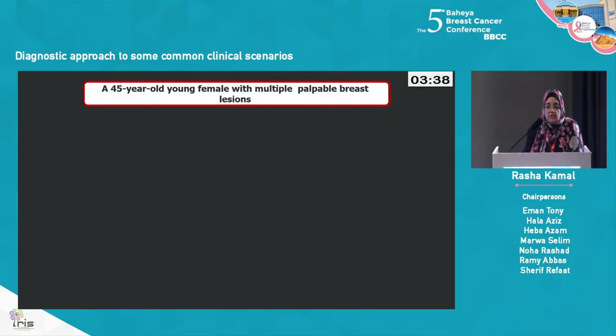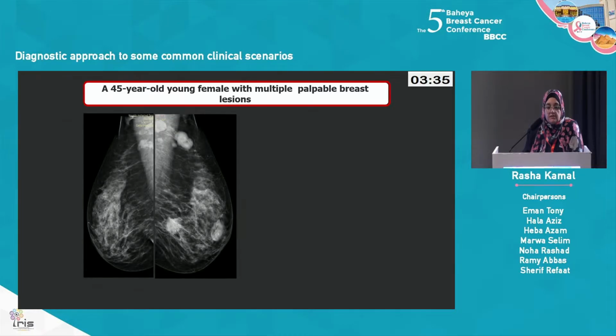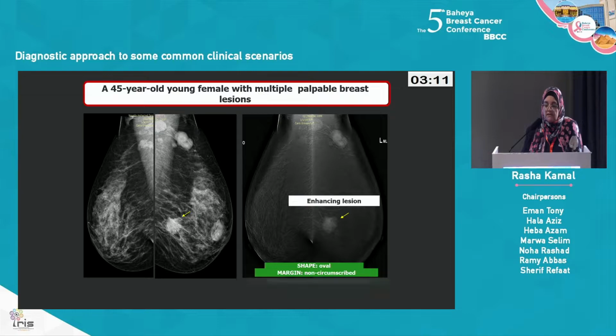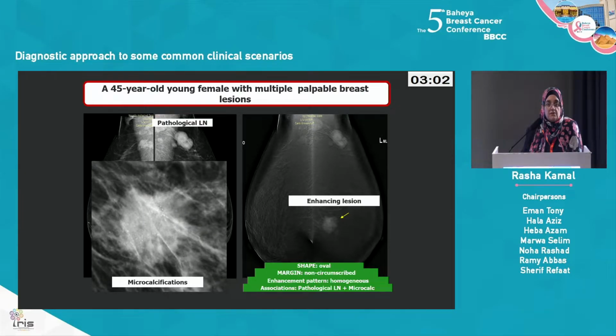This is a 45-year-old female with multiple palpable breast lesions. This is her mammogram. She had multiple lesions in the left breast, and this was the contrast mammography. The first mass was non-enhancing, and anything which does not enhance on contrast mammography is 99% benign, and this was actually a fibroadenoma. The other lesion was an enhancing mass lesion. If you want to describe it, we will say it's oval or rounded, non-circumscribed, showing homogeneous enhancement, and it was associated with pathological axillary lymph nodes and microcalcifications, all pointing to a malignant diagnosis.